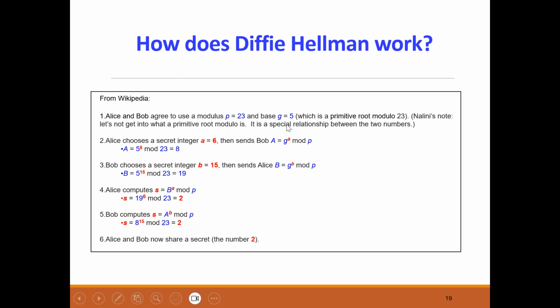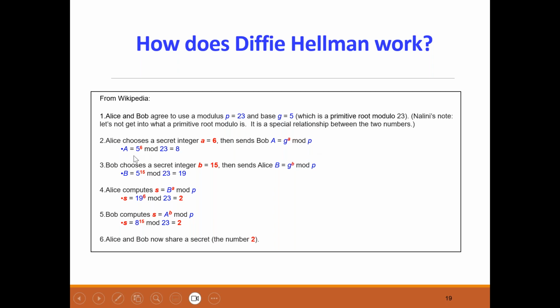And so you get a modulus and a base, and of course you both have to agree that's what you're going to do. I'm not going to get into the special relationship between these, so let's not get into what that relationship is. Essentially, Alice chooses an integer, and she says, I'm going to send you this number A, which is G to the power of A mod P.